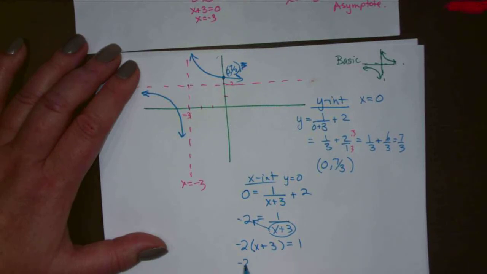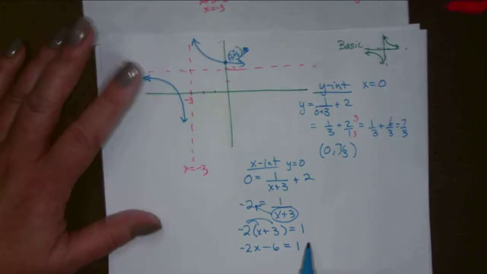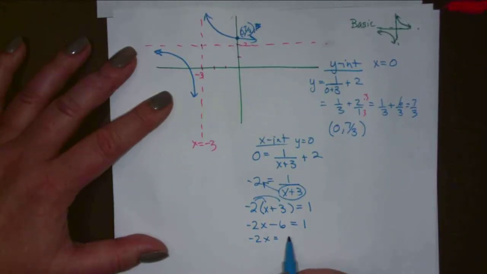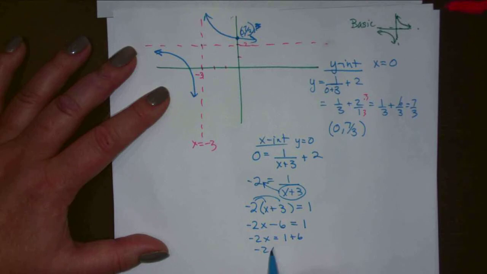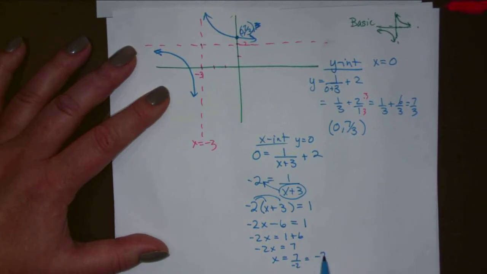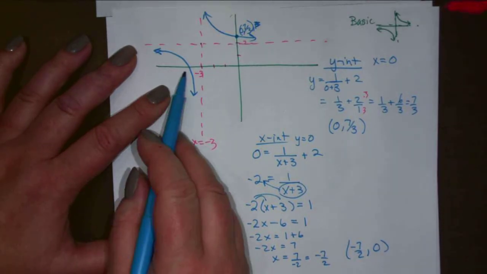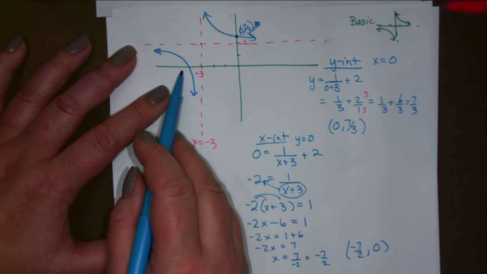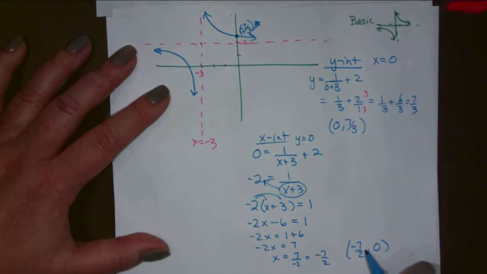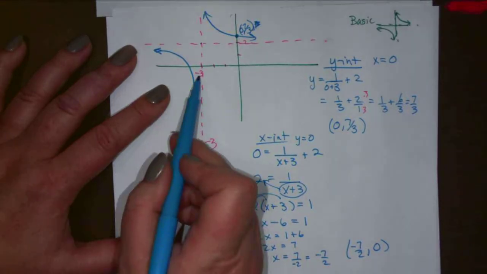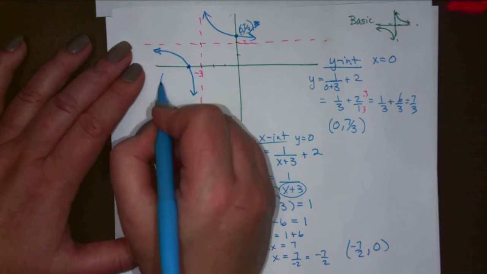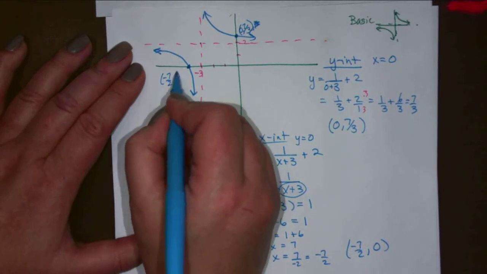So minus 2x minus 6, minus 2x equals 1 plus 6. x is 7 over minus 2. Does that make sense that that would be the point? 7 divided by 2 is 3.5, and that's negative 3.5, so this makes sense. Okay.